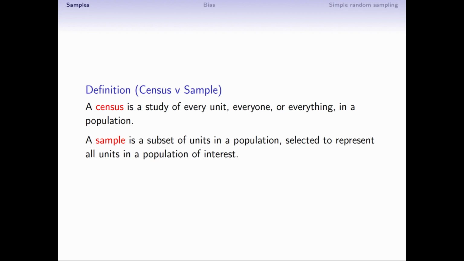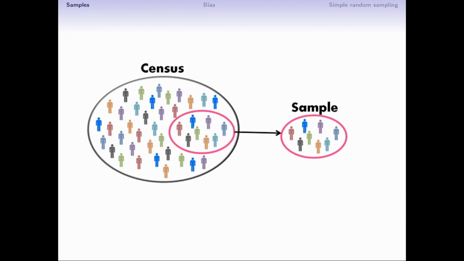All right. By contrast, a sample is a subset of units in a population selected to represent all the units in a population of interest. So it's a way of gaining information about the entire population by querying a subset of the population. That's what we mean by a sample. A nice way to think about the difference between these two is we should think of a census as being conducted on the entire population, whereas when we're working with a sample, we're selecting a subset of that population and querying only the individuals in the sample.